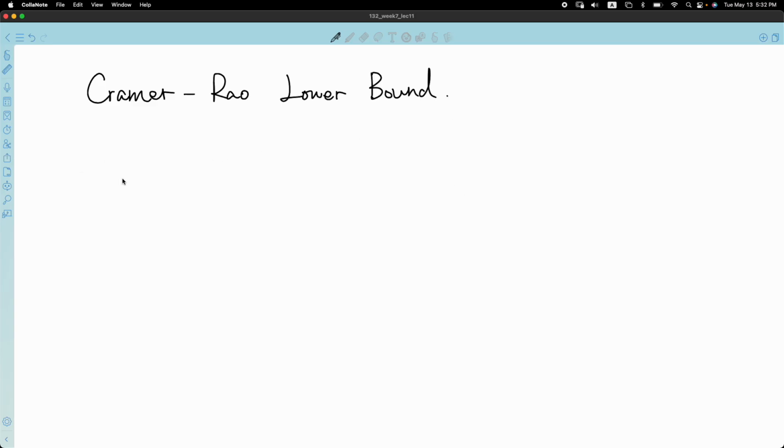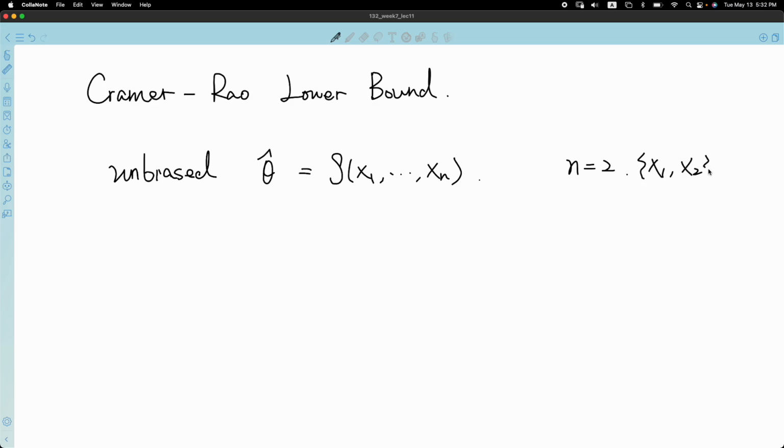Okay, so first of all, let's start from an unbiased estimator, theta hat. As we have pointed out, this is a function of your data, so you need data points to estimate the parameter of the distribution or your model here. Let's start with the n equals 2 case, where x1, x2 are independent. I'm going to derive the Cramer-Rao lower bound for 2 data points first, and then we'll generalize to n data points.